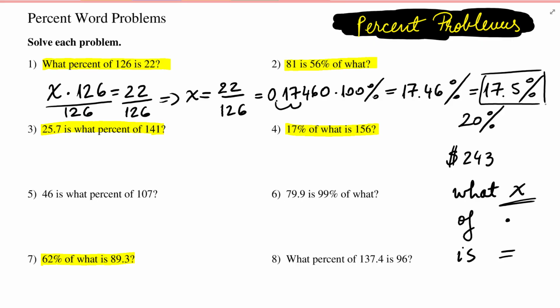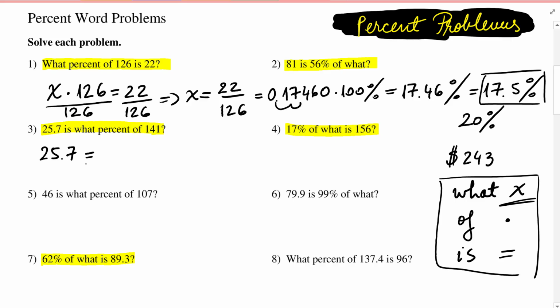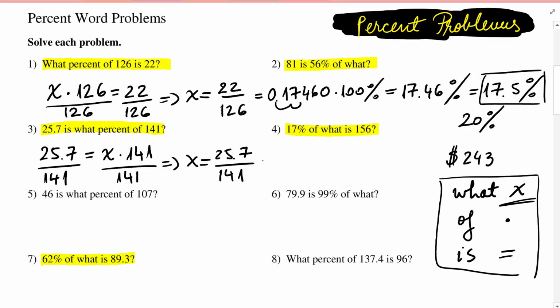Let's take a look at problem 3. Problem 3 says 25.7 is what percent of 141? So let's translate again using this vocabulary that we have here. So 25.7 equals, right, is, what percent x times 141. So again, we divide by 141 because we want to get x by itself. So we get x equals 25.7 over 141. Over means division, so let's divide 25.7 divided by 141. So now we get 0.18.